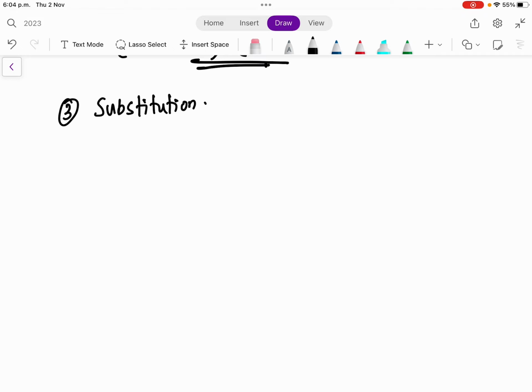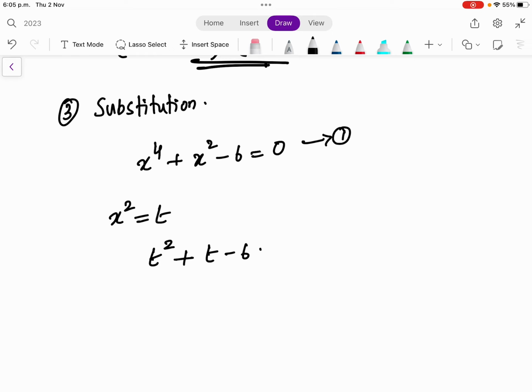For example, if you have an equation like x to the power of 4 plus x square minus 6 is equal to 0, it is not strictly a quadratic equation, it's a polynomial, but you can make it a quadratic equation by substituting x square is equal to t. So when I substitute x square equal to t, equation number 1 will become t square plus t minus 6 is equal to 0.